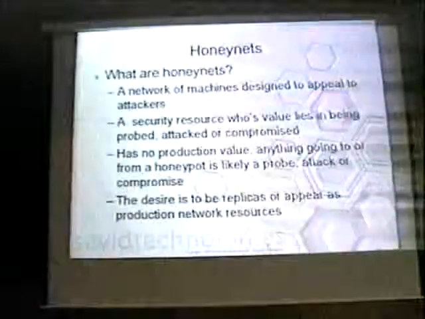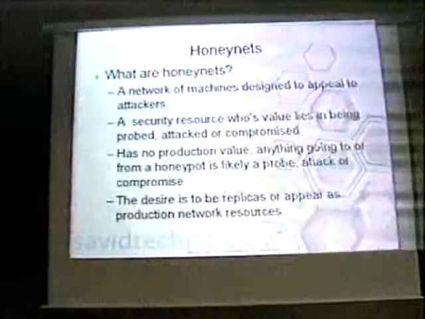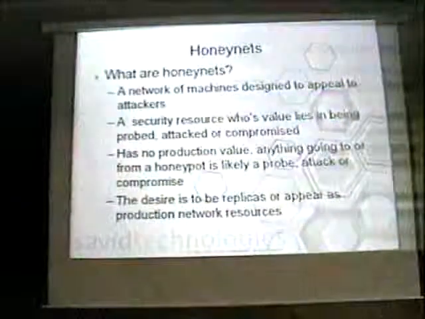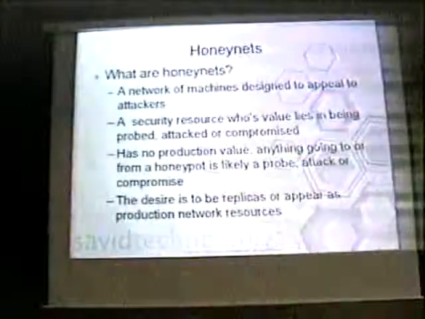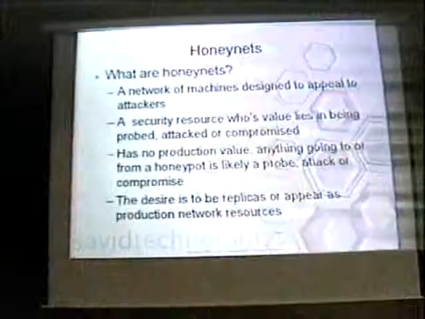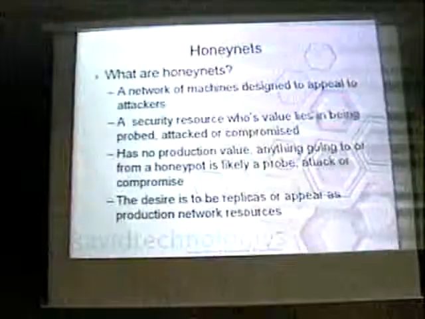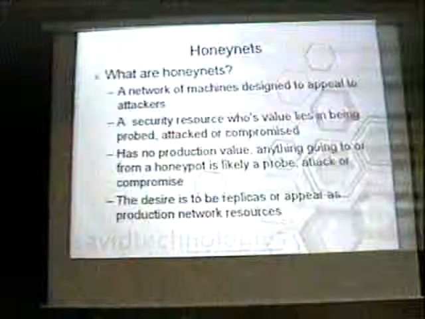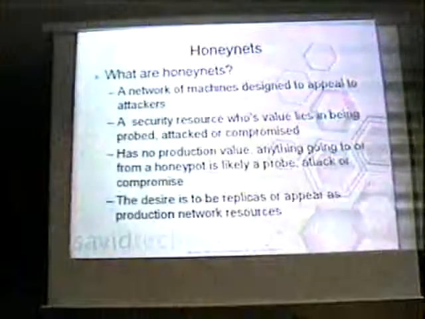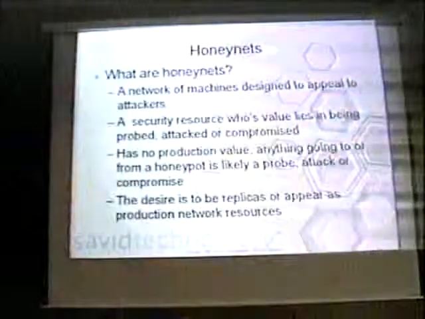Okay, so honeynets, honeypots. People here familiar with honeypots, honeynets? Okay, so networking machines designed to appeal to attackers. Yes, and in essence, they are machines that you configure to be hacked. Whether they have some services that are running, a couple patches down, whether you have them side by side with production data, there are a myriad of ways to configure them, but in essence, you want them to be hit.